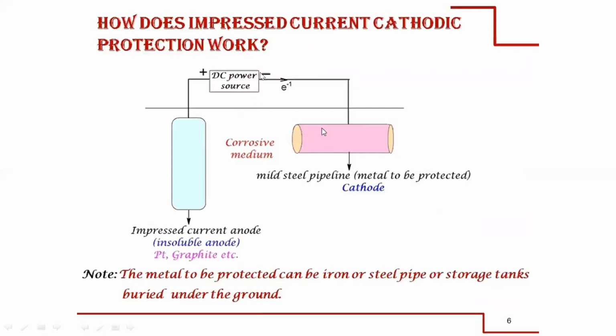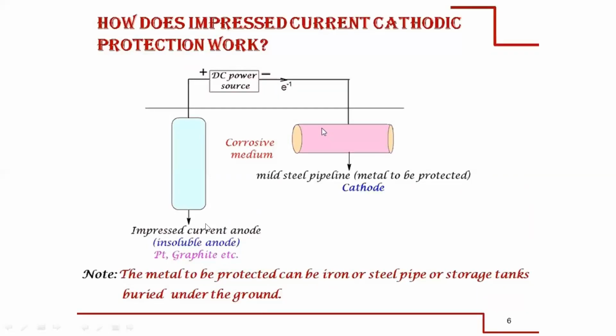The negative terminal of the power source is connected to a mild steel pipe, and the positive terminal of the DC power supply is connected to an insoluble anode. The insoluble anode may be platinum or graphite. This anode is called the impressed current anode.